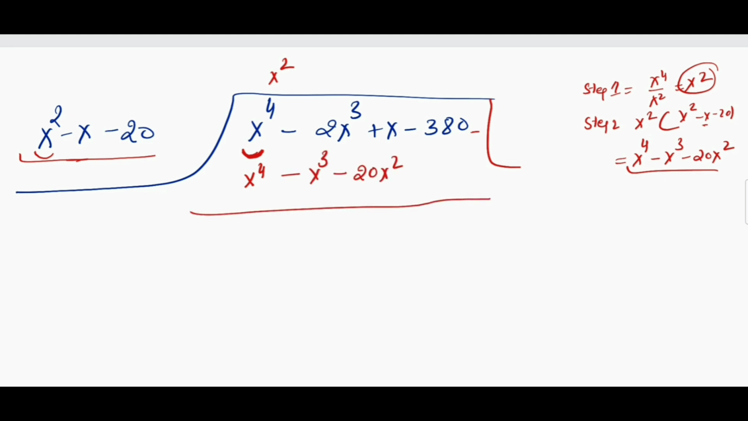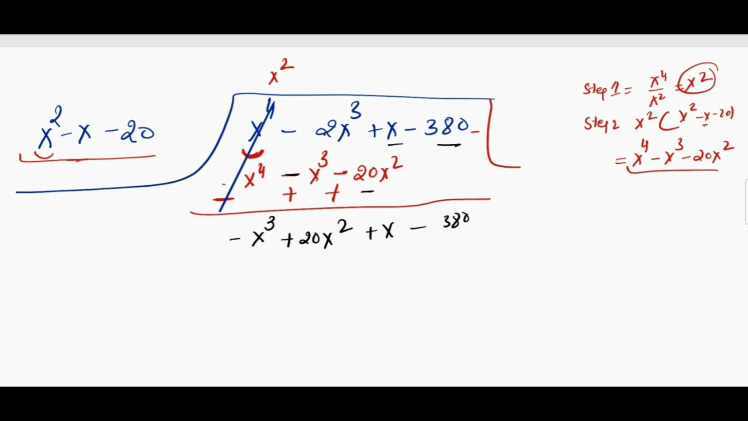Now we'll change the sign. Here it is plus sign, so it will become negative. Here negative, it will become plus. Here negative, it will become plus. So this will get cancelled with this, and we will be left with negative 2x cube. Here it is plus x cube, so we will be left with negative x cube. Here we have plus 20x square and plus x minus 380 as it is we'll write. Now the same steps we have to repeat again and again till we get our 0.